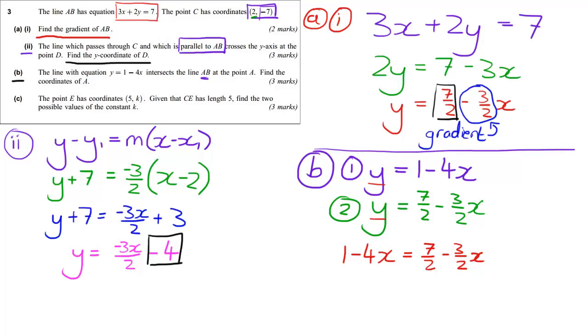So let's try and make things easier. This doesn't look very good at the moment. I'm going to times everything by 2 to get rid of these fractions. So we're going to have 2 minus 8x equals 7 minus 3x. You don't have to do it this way.